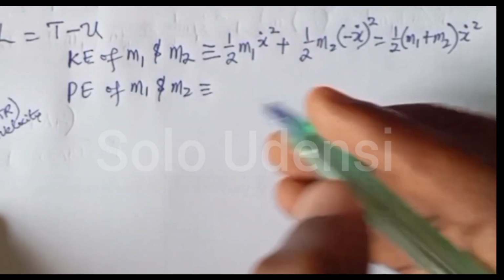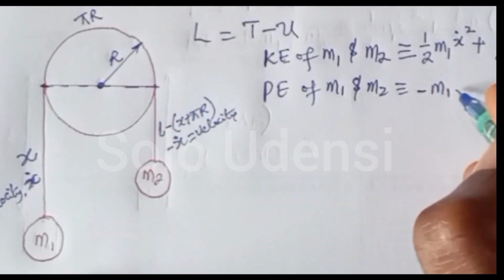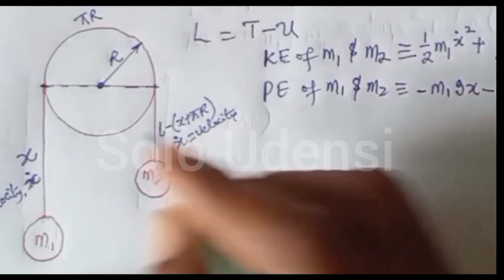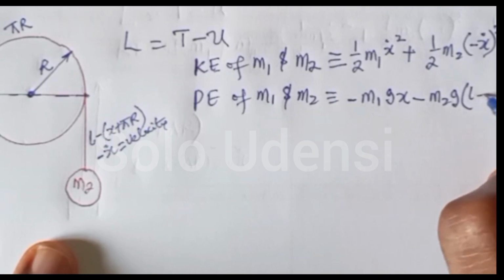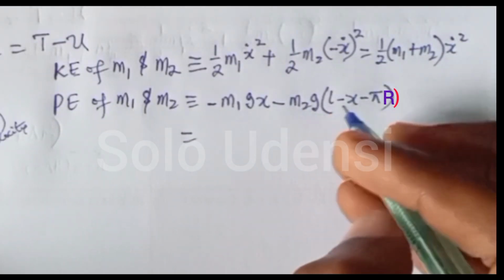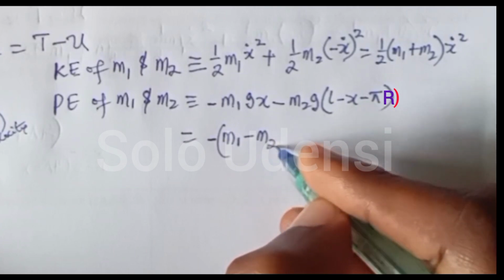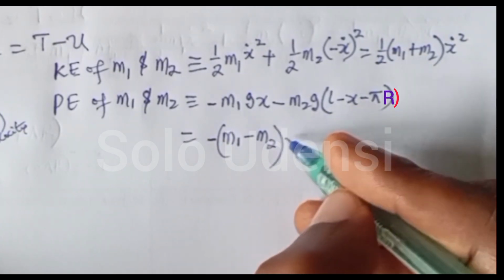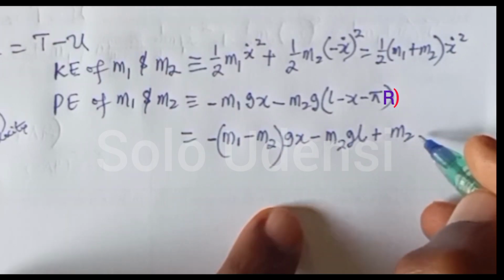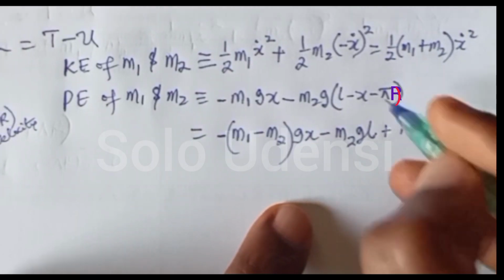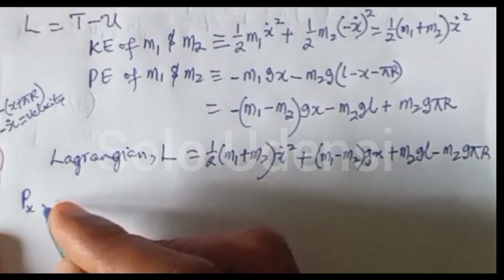The PE is equivalent to, if we take the datum, the reference point, for M1 it will be minus M1 gX, and for M2 it will be M2 g into (L minus X minus pi r), so that you have it to be minus M1 gX minus M2 gX minus M2 gL plus M2 g pi r.